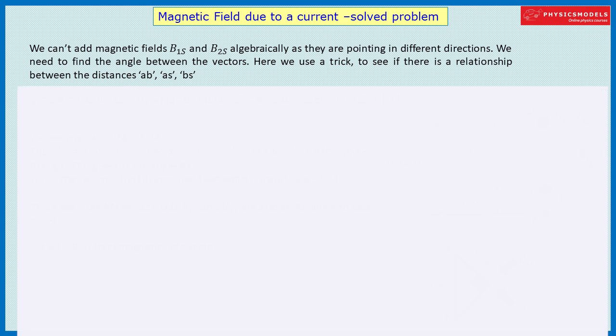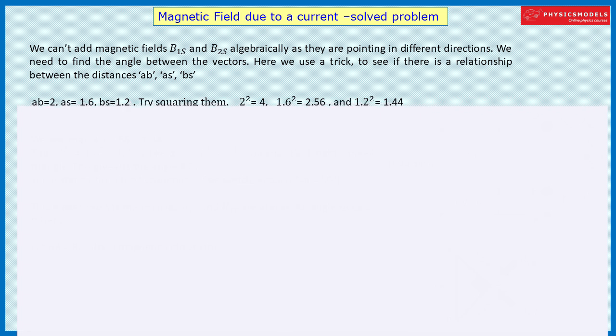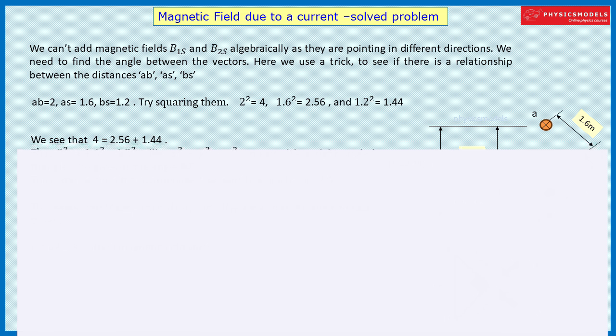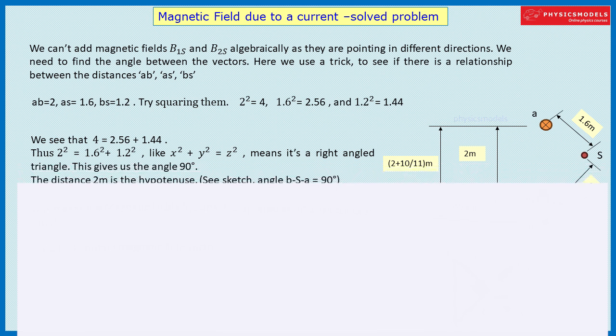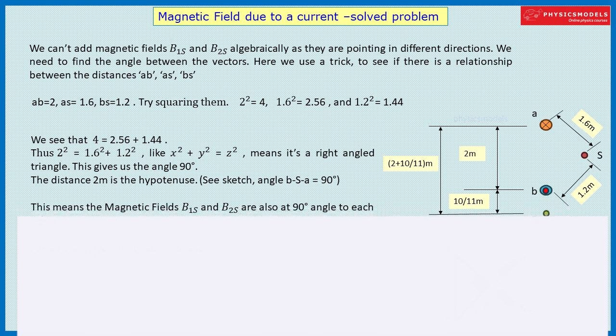So we have to look at the dimensions of the distances between A, B and S. AB is 2 meters, B to S is 1.2 meters, and A to S is 1.6 meters. Now try squaring them and you will get 2 squared is equal to 4, 1.6 whole squared is 2.56, and 1.2 whole squared is 1.44. And then suddenly we can see that 4 is equal to 2.56 plus 1.44. That is, 2 squared is equal to 1.6 whole squared plus 1.2 whole squared.